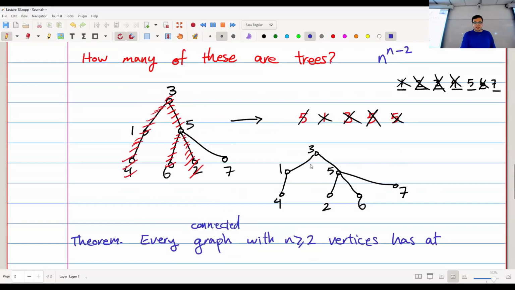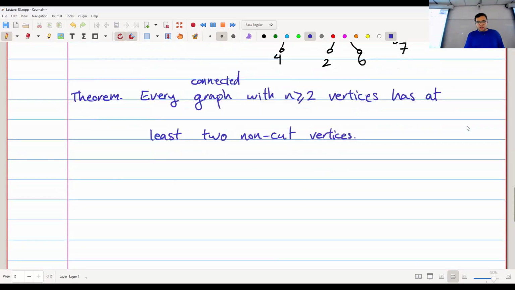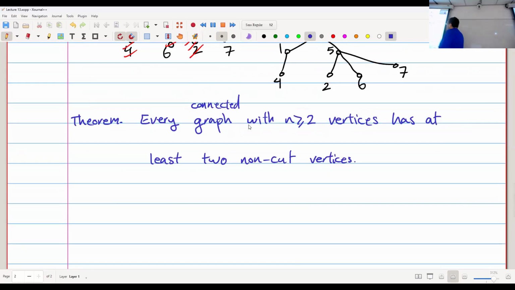Now, the idea here is actually quite similar to this one, right? Because if you think about it, a leaf can never be a cut vertex. A leaf has degree 1. So if I remove a leaf from a connected graph, it's never going to get disconnected. But this was in trees. In trees, I could say that I have at least 2 leaves. Now I'm saying in general, if I have a connected graph, I might not have any leaves at all. Maybe I have a complete graph. Everything is connected to everything. Everything has high degree. But I'm definitely going to have at least two non-cut vertices.